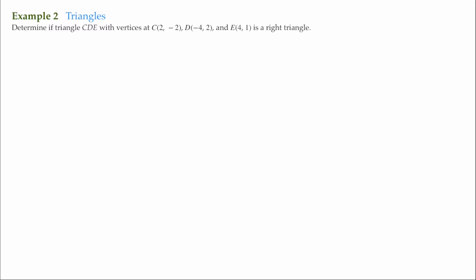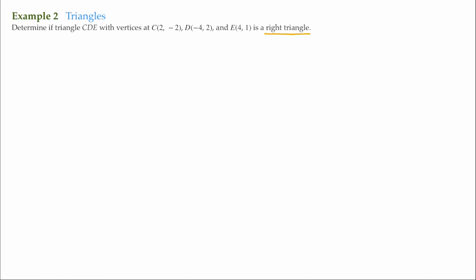For this example, we're going to determine if triangle CDE with vertices at C, which has the coordinates (2, -2), vertex D, which has the coordinates (-4, 2), and vertex E, which is at point (4, 1), is a right triangle. Keep in mind that a right triangle is a triangle that has an angle measure in it that's 90 degrees.